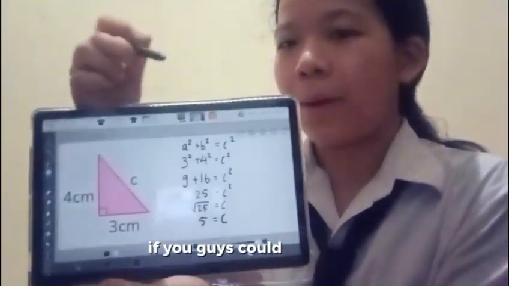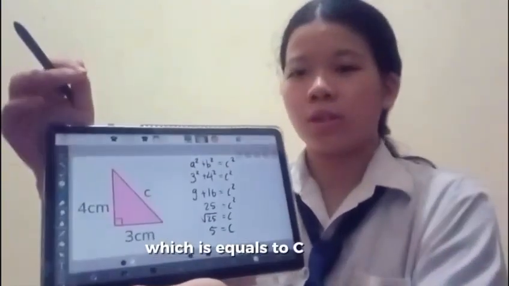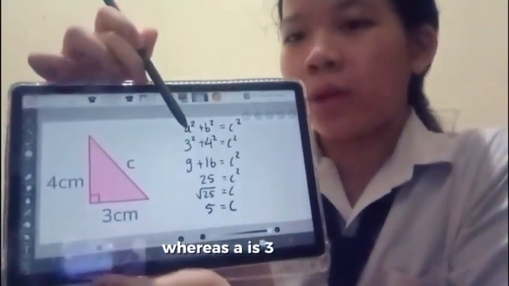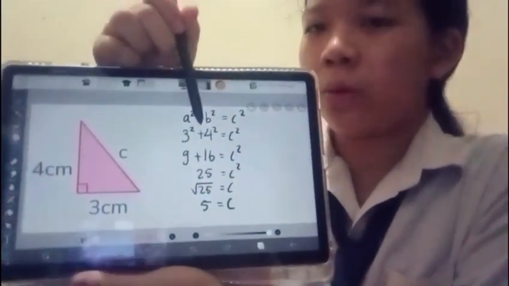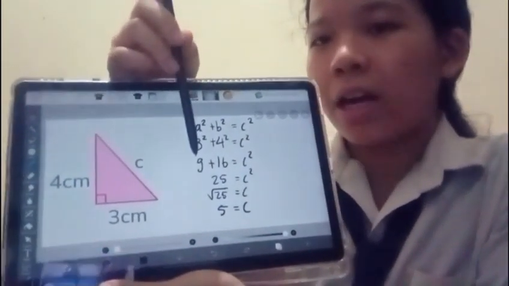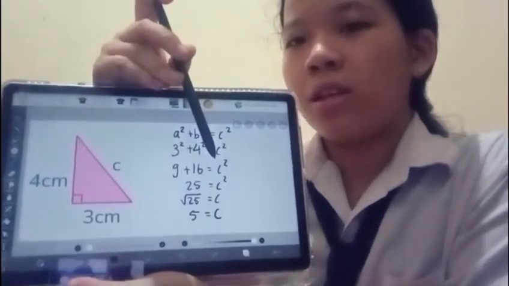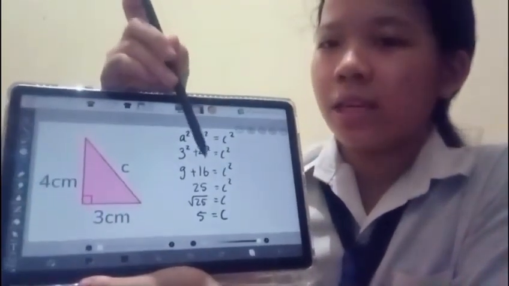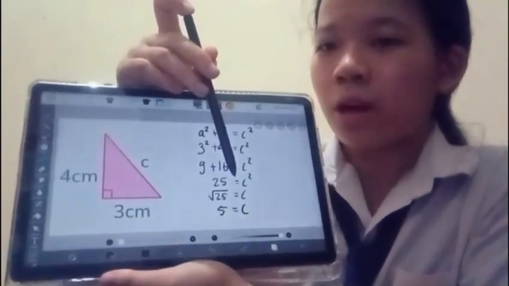So if you guys could remember, the formula is a squared plus b squared, which equals c squared, whereas a is 3 and b is 4. So we put in 3 squared plus 4 squared equals c squared, whereas 3 squared is 9, 4 squared is 16, which equals c squared. 9 plus 16 is 25, and 25 here is equal to c squared.